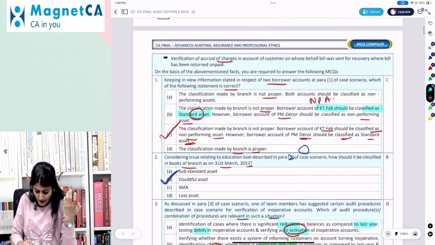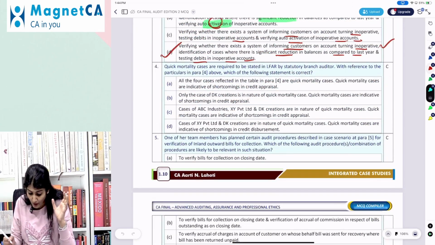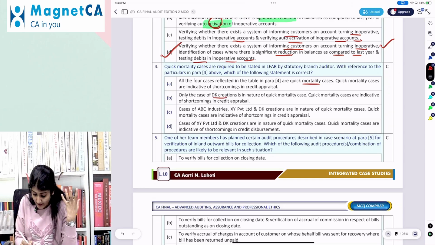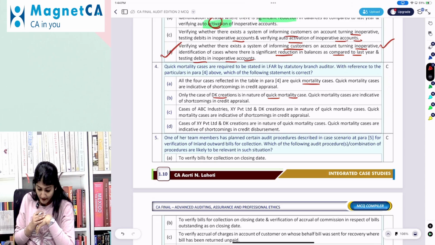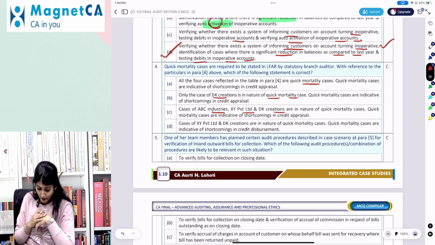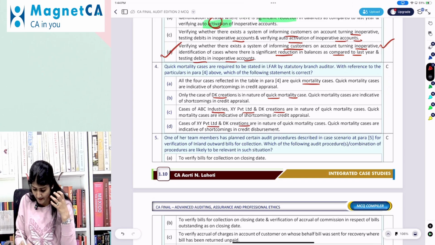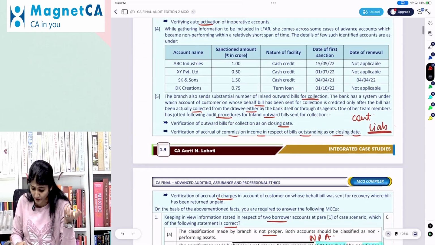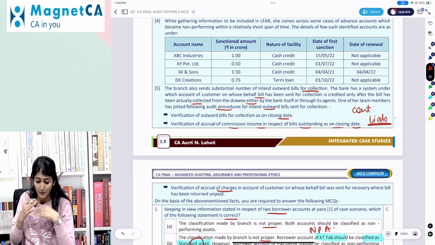Now in the given situation, it says all the 4 cases are quick mortality cases. Only the case of DK Creations is in the nature of quick mortality. Cases of ABC, XYZ, DK are in the nature of quick mortality, and cases of XYZ, DK are in the nature of quick mortality. So let us look into which are the cases of quick mortality.